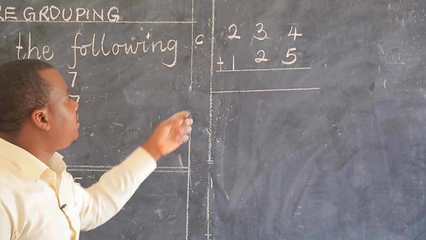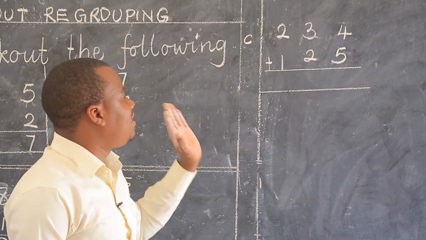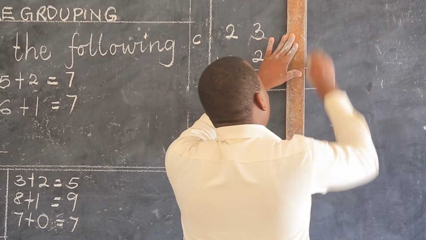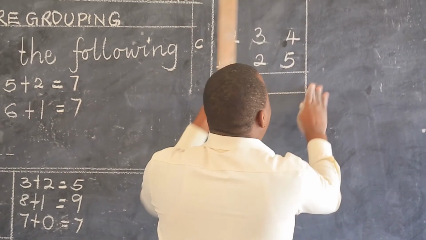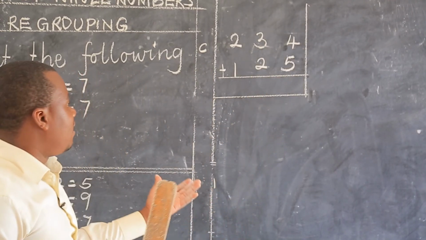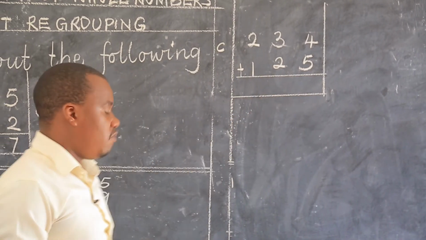234 plus 125. What is our first step? Is to draw this line for part of work. It has to touch here and here. When you are drawing this, you can simply use a pencil, such that in case you have made any mistake, you can rub and draw them very well.